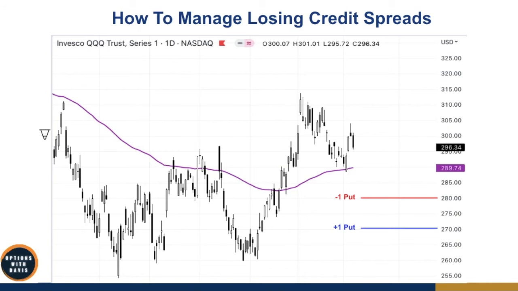So let's say that you are bullish right now on this market. So let's say you think that the market is going to go up. So what better way for you to put on a bullish trade or a neutral to bullish trade than the bull put spread, right? If you don't already know, the bull put spread is where you sell an out of the money put option and then you buy a further out of the money put option, right?